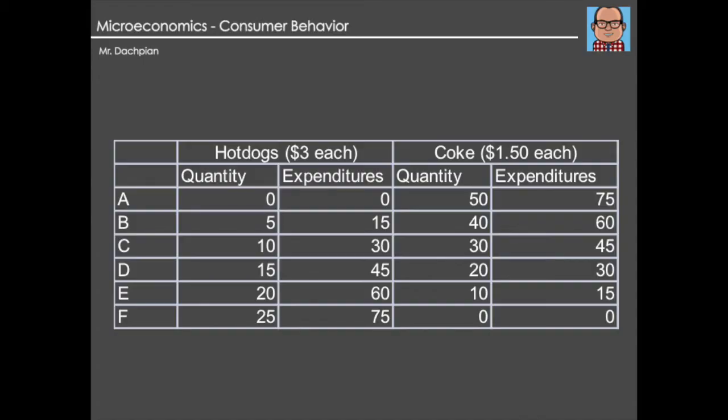Suppose you consume only two goods, hot dogs and Coke, and your budget for both goods is $75. A hot dog costs $3, while a bottle of Coca-Cola costs $1.50. This table shows a list of possible combinations of hot dogs and Coke that exhaust your budget.